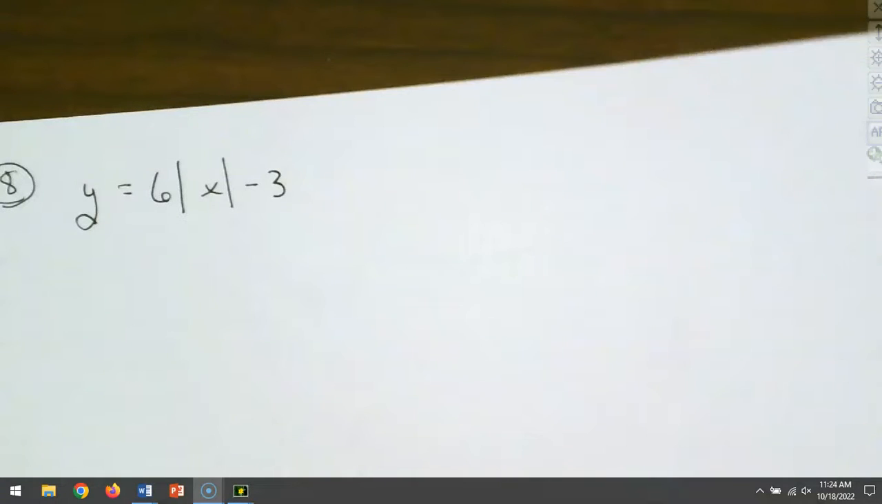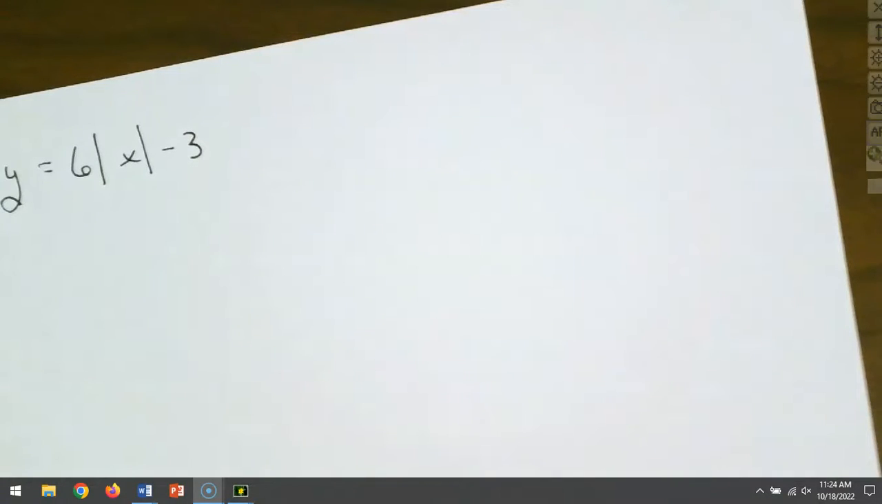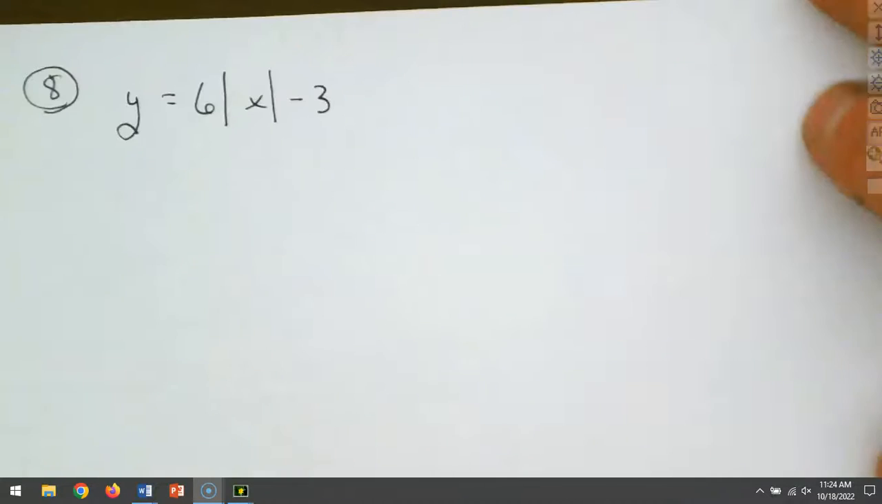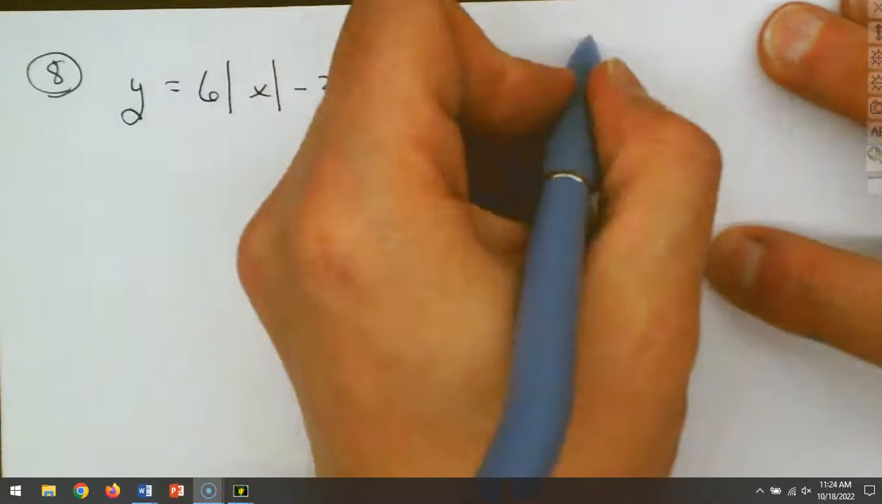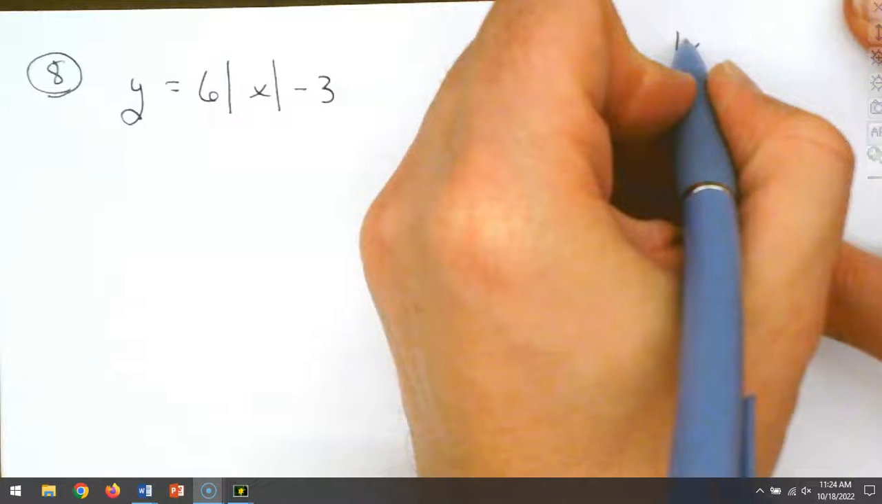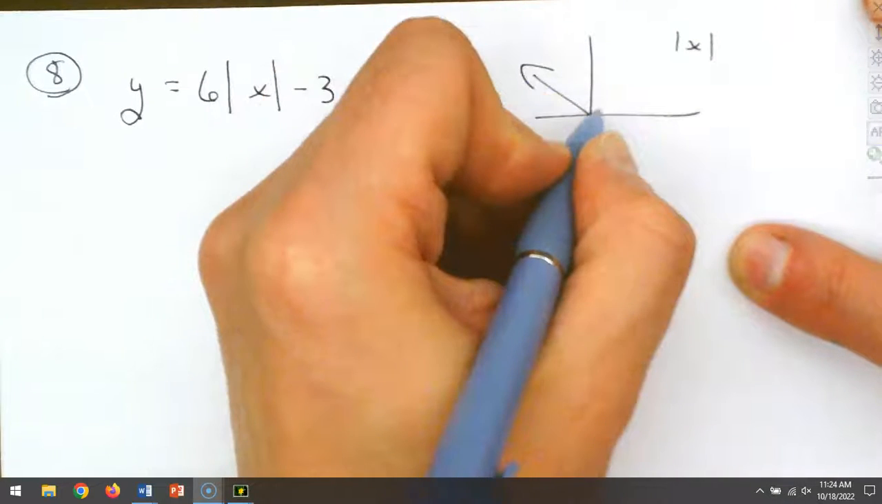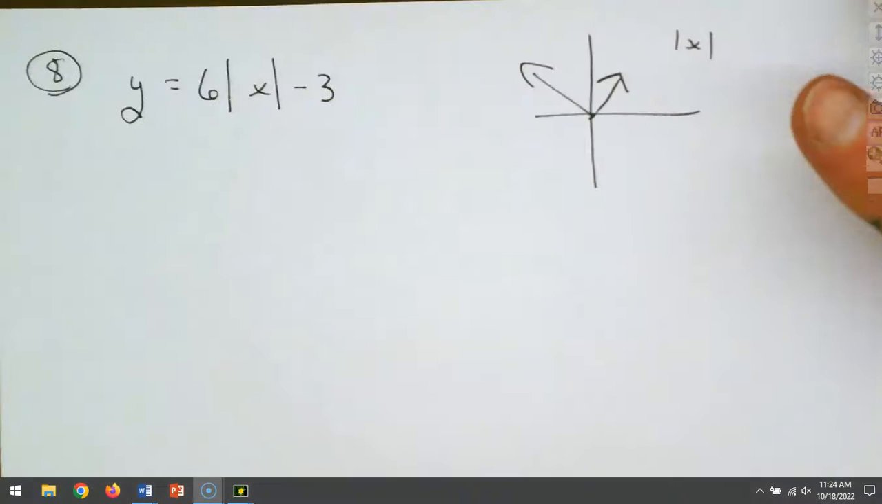So what is the picture going to look like? It's going to look like a V, isn't it? Not a U. I need to make sure it looks like a V. So this is an absolute value, so it makes a V. Not a U, a V. Is everyone all right with that so far?